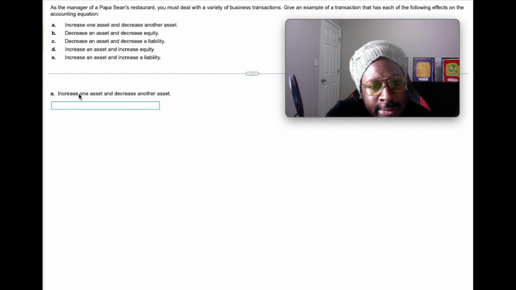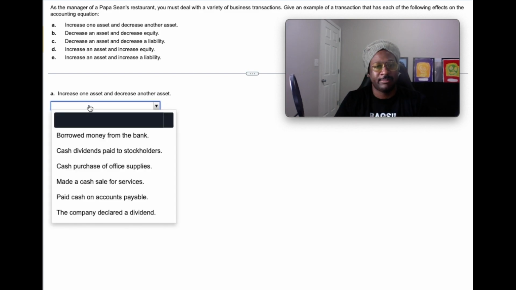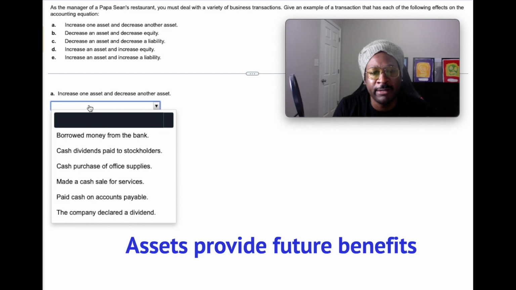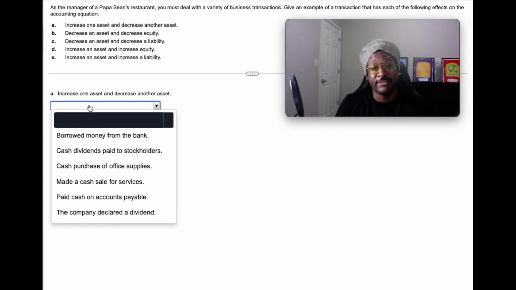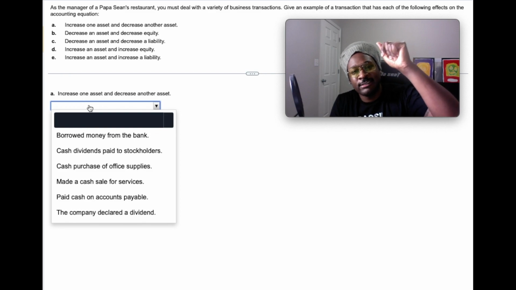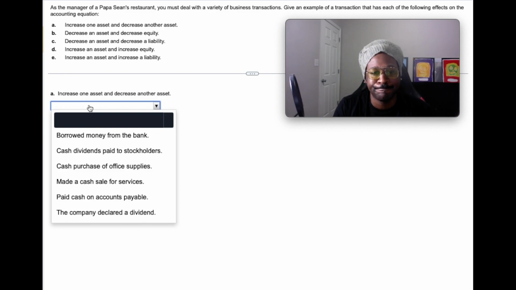So let's see, increase one asset and decrease another. Okay, so I'm assuming we need an example of that, right? Okay, so they give us examples. All right, so we're trying to increase an asset and decrease another. Okay, so we know our assets are future benefits, economic resources that give us future benefits. So we know a bunch of assets, right? Supplies, land, furniture, equipment, cash, accounts receivable, all of those are considered assets. So in what situation could one asset go up, causing the other asset to go down?